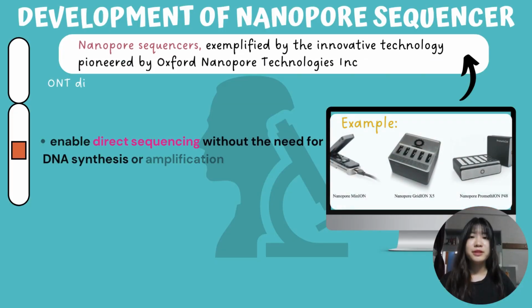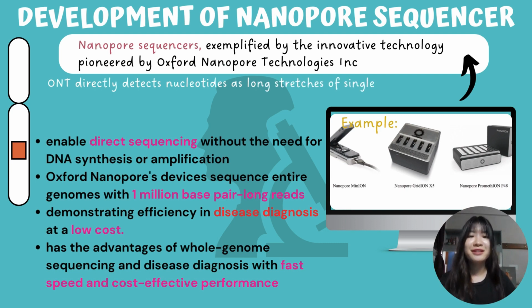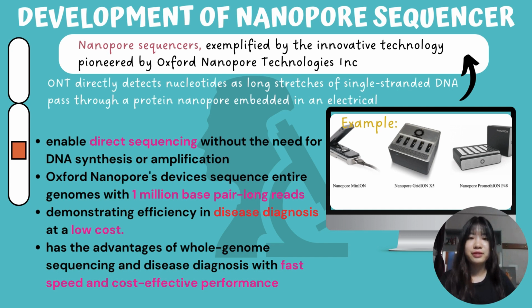The development of the nanopore sequencer is exemplified by the innovative technology pioneered by Oxford Nanopore Technologies, which directly detects nucleotides as long stretches of single-stranded DNA pass through a protein nanopore embedded in an electrically resistant polymer membrane, for example the nanopore MinION. It enables direct sequencing without the need for DNA synthesis or amplification, thus demonstrating efficiency in disease diagnosis at a low cost. It has the advantages of whole genome sequencing and disease diagnosis with fast speed and cost-effective performance.